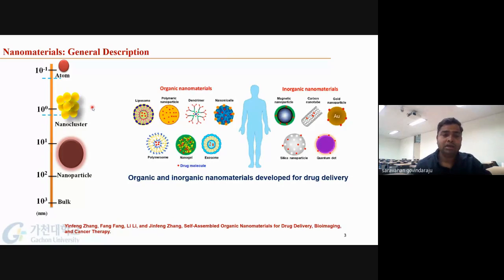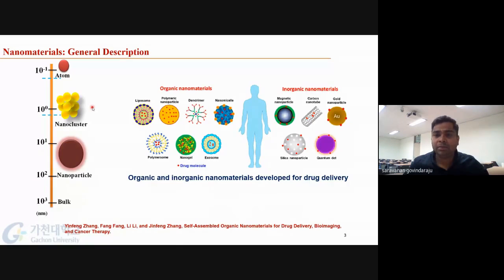The gold cluster which we synthesized is 2 to 10 nanometers in size and gives red fluorescence. These are the materials we are currently working on in my laboratory. There are a lot of nanomaterials useful for drug delivery, bioimaging, and biosensing applications.